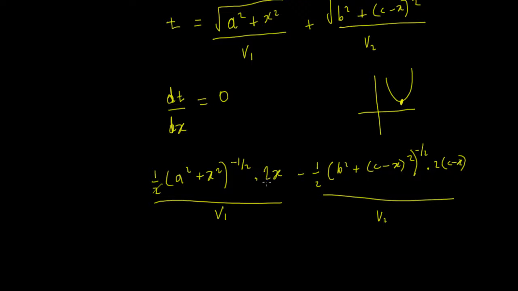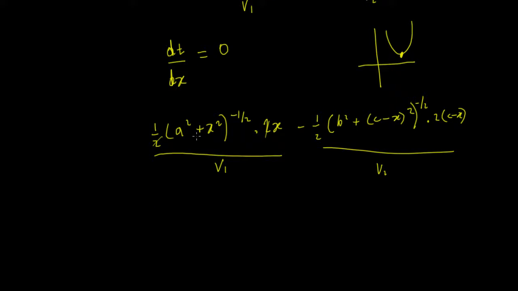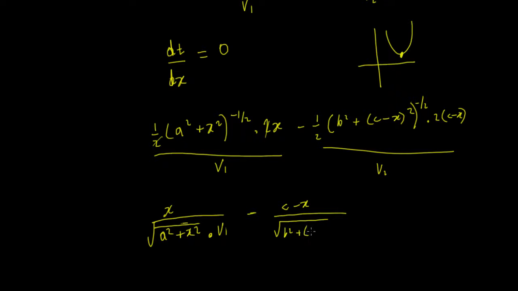If we cancel out the 2's and take this down to the bottom line and write it in terms of the root sign, in the top line we're going to be left with x upon the root of a squared plus x squared, all times v1, minus (c minus x) all upon the root of b squared plus (c minus x) all squared, all times v2, and that there is going to equal 0.